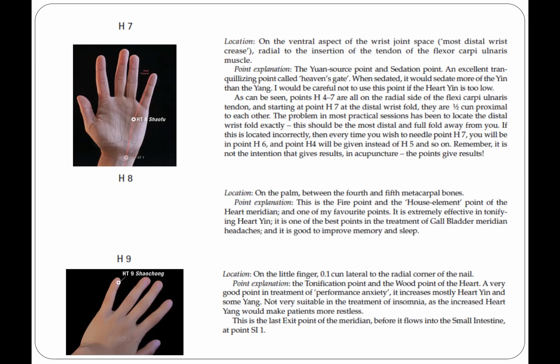So remember heart 8. And finally, we have heart 9, located on the little finger, point 1 soon, lateral to the radial corner of the nail. Heart 9 is the tonification point and the wood point of the heart. A very good point in the treatment of performance anxiety. It increases mostly the heart yin and some yang.